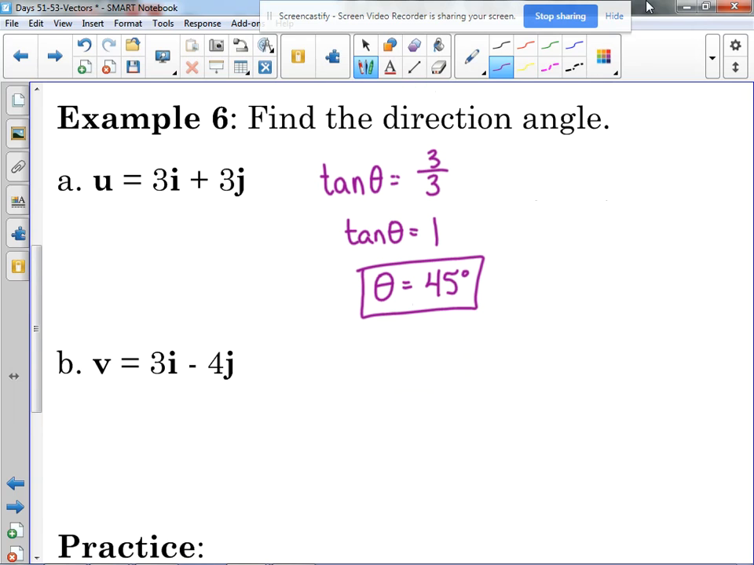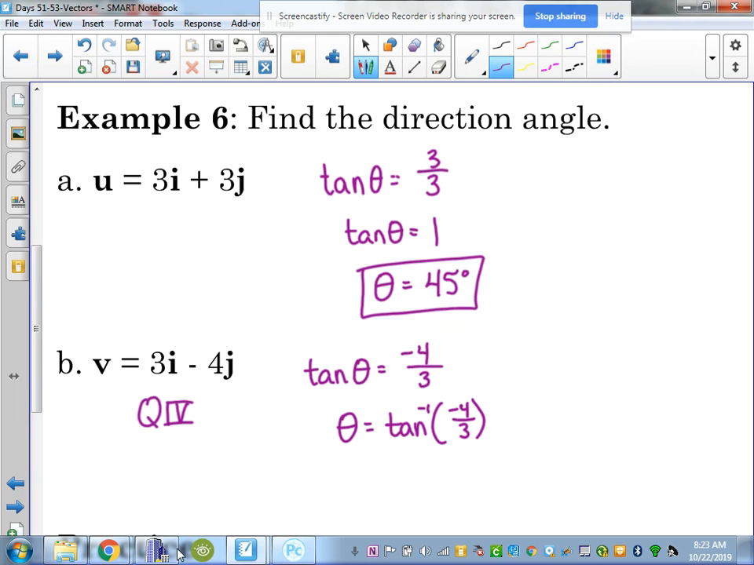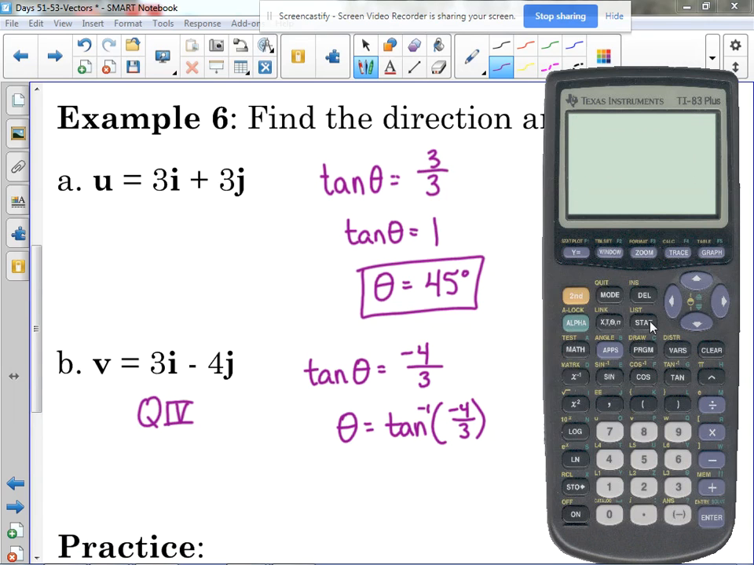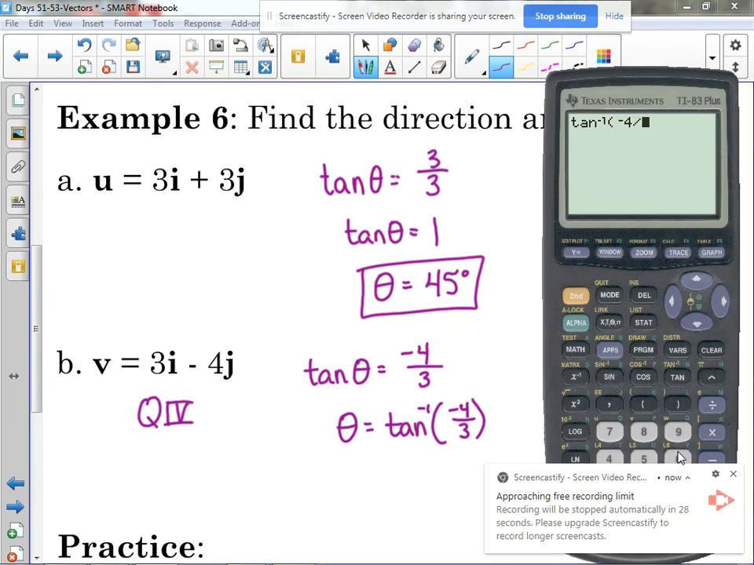All right, let's do another one that's not on the unit circle. If our vector is 3i minus 4j, set it up. Tangent of theta is equal to the j component over the i component. Before we go any further, let's identify what quadrant we're in. Positive x, negative y. We are in quadrant 4. So theta is equal to the inverse tangent of negative 4 over 3. Negative 4 over 3 is not on our unit circle. That does not mean that it doesn't exist. It's just not something convenient for us to find.